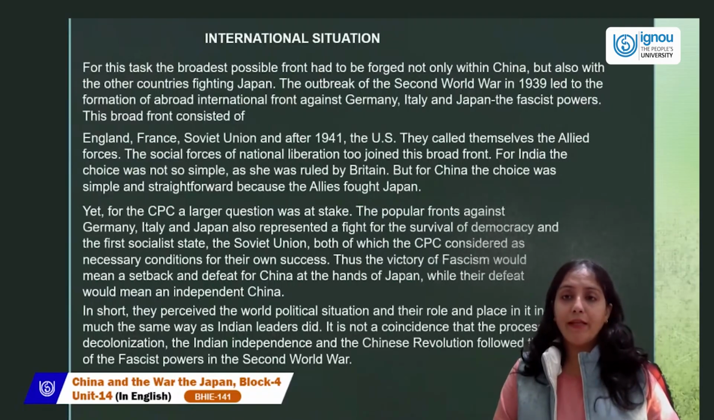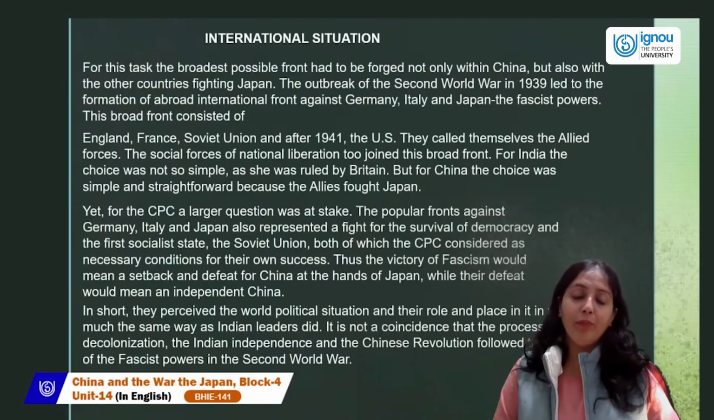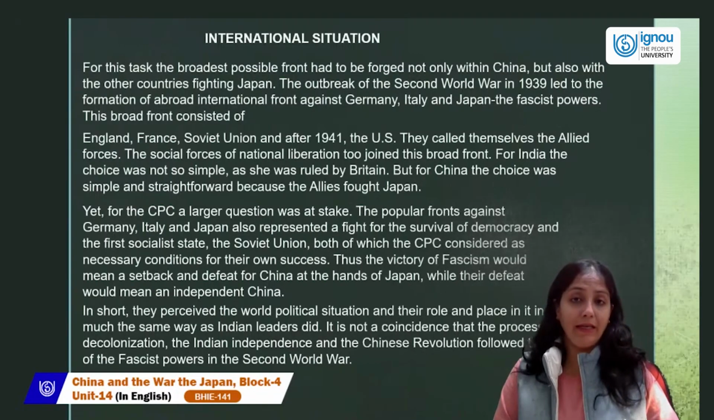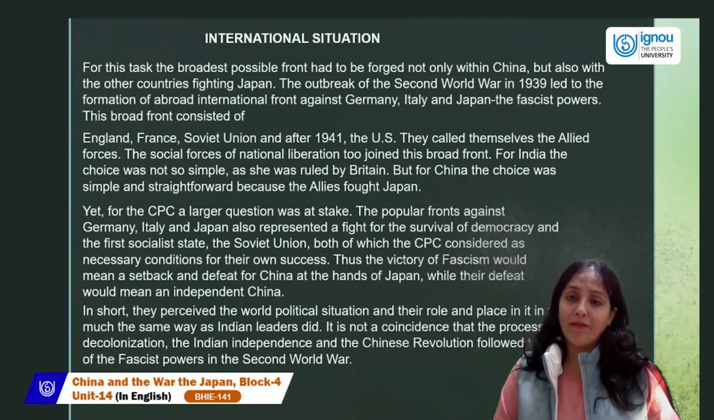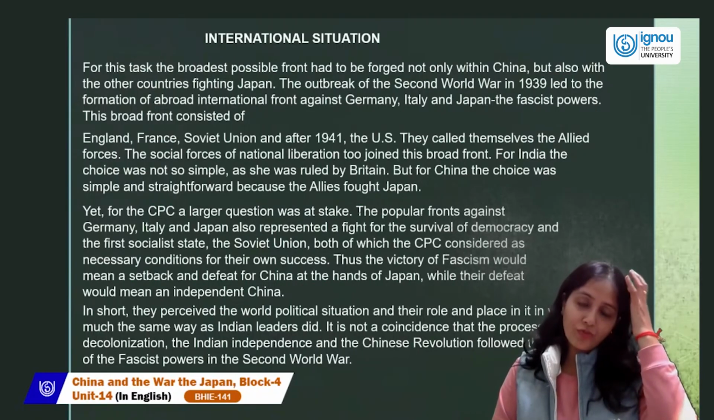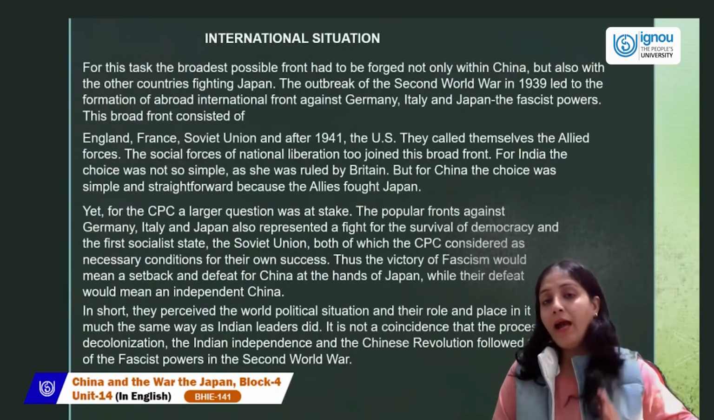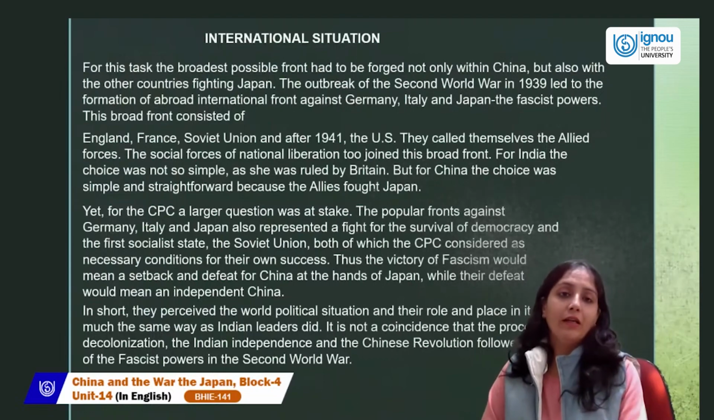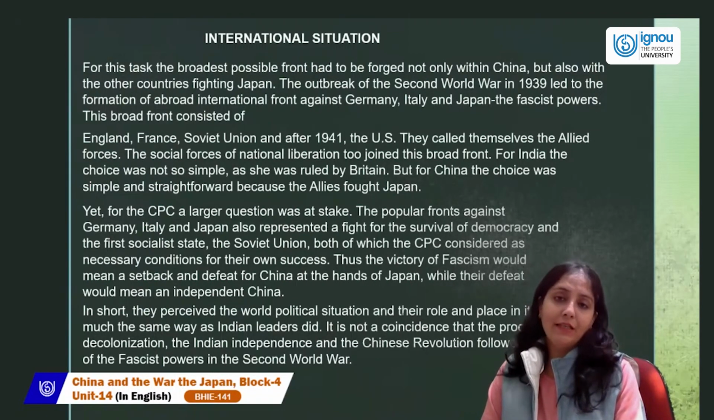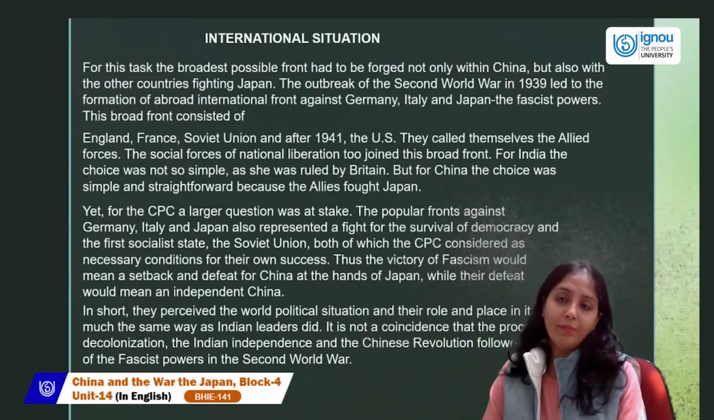The outbreak of the Second World War in 1939 led to the formation of a broad international front against Germany, Italy, and Japan, the fascist powers. Who were the fascist powers? The fascist powers were Germany, Italy, and Japan.